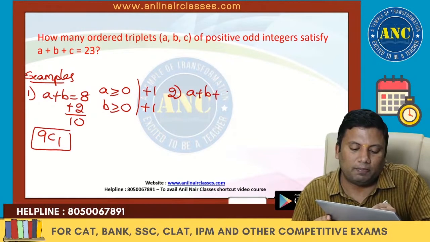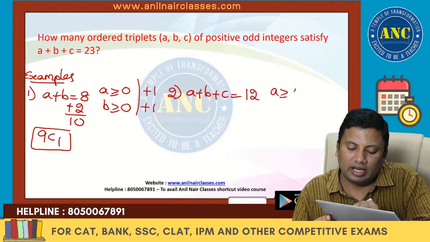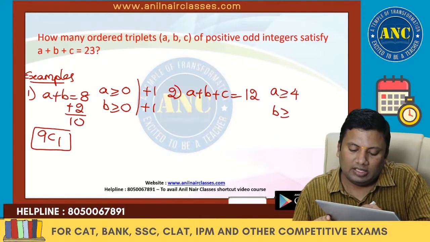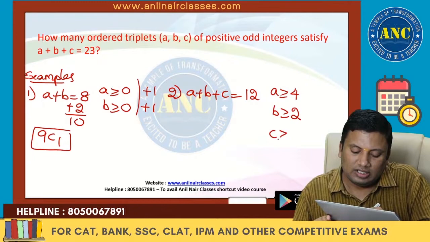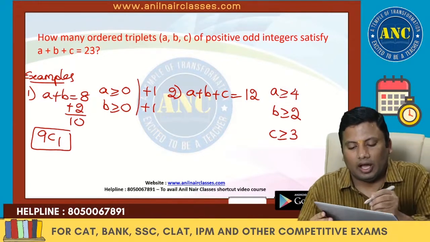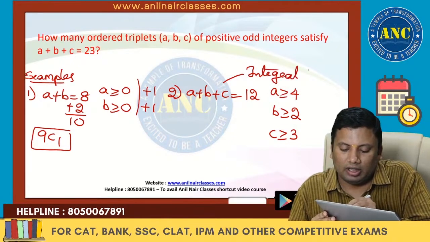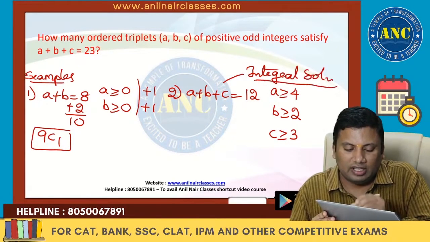Next one. A plus B plus C is equal to 12. A is greater than or equal to 4, B is greater than or equal to 2, C is greater than or equal to 3. I want the integral solutions for this equation.